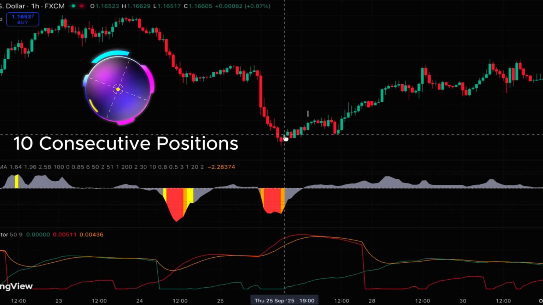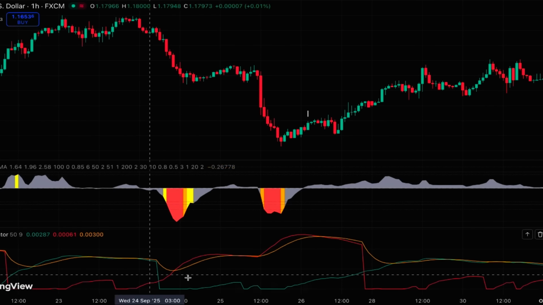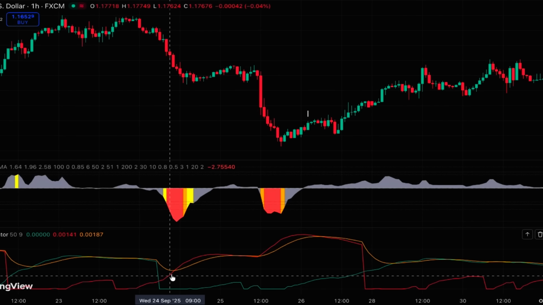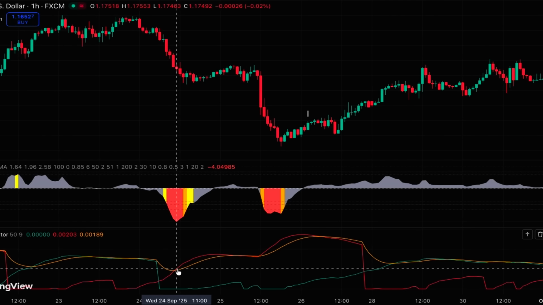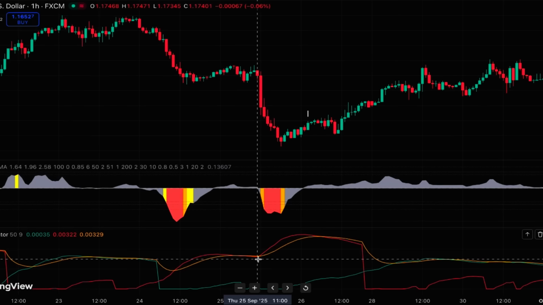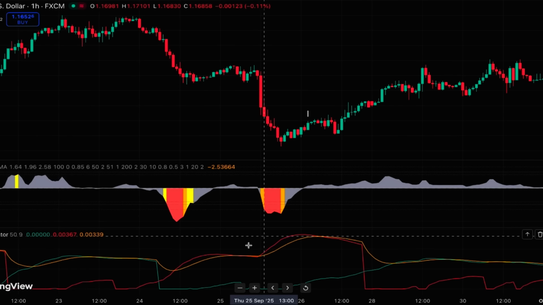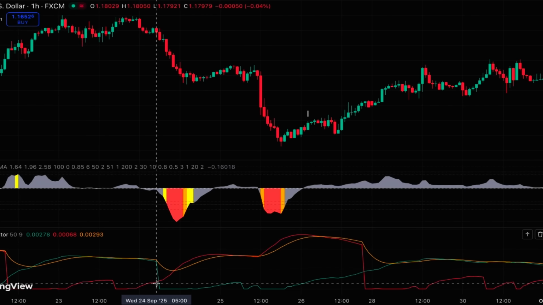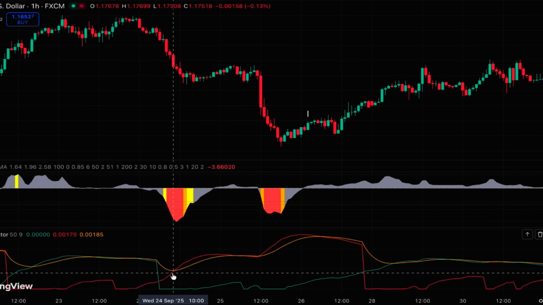We're going to take 10 consecutive positions and see how much is the accuracy. For a short position setup, we want a situation like this where the red line crosses above the green line and then it crosses above the orange line. We don't take crossings like this where the red line goes below the orange line and then again crosses above the orange line. This is not accepted.